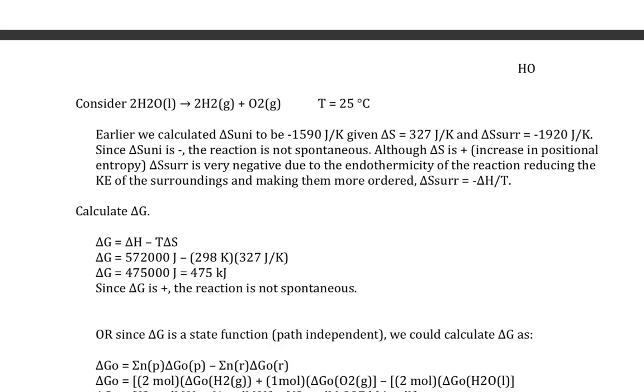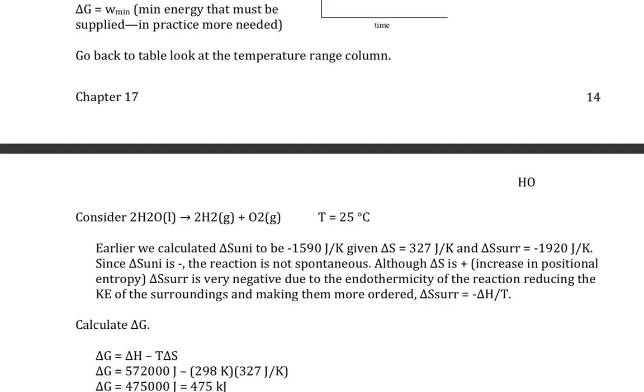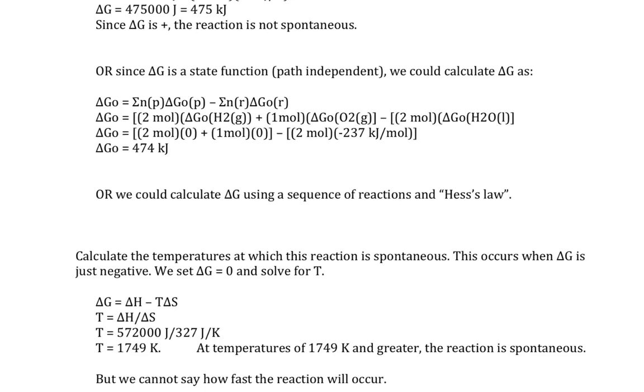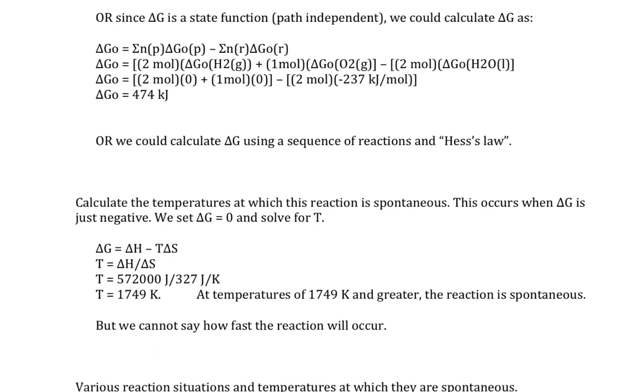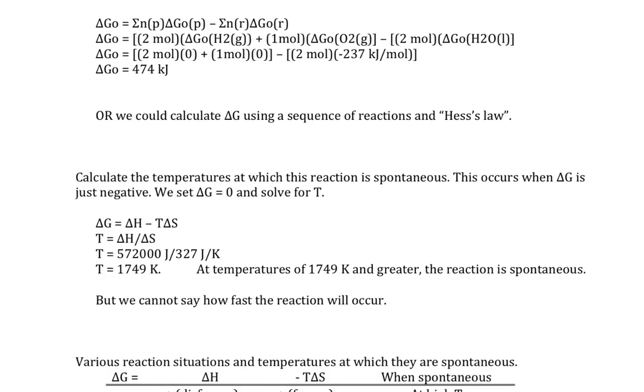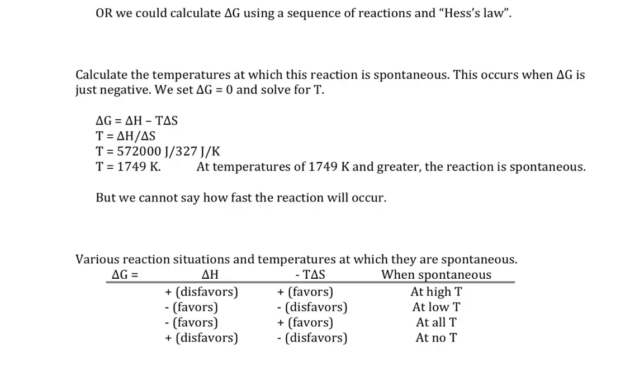Now, if we go back up here to this reaction, we see that delta H being positive is not favorable, but delta S being positive is favorable. What we want to do is enhance the T delta S term. So to enhance it, we increase the temperature. So that's why we would say that at temperatures above 1749 Kelvin, the reaction is spontaneous. Just a reminder of kinetics, we can say that at temperatures above this, the reaction could occur, but we're not saying anything about how fast it occurs.